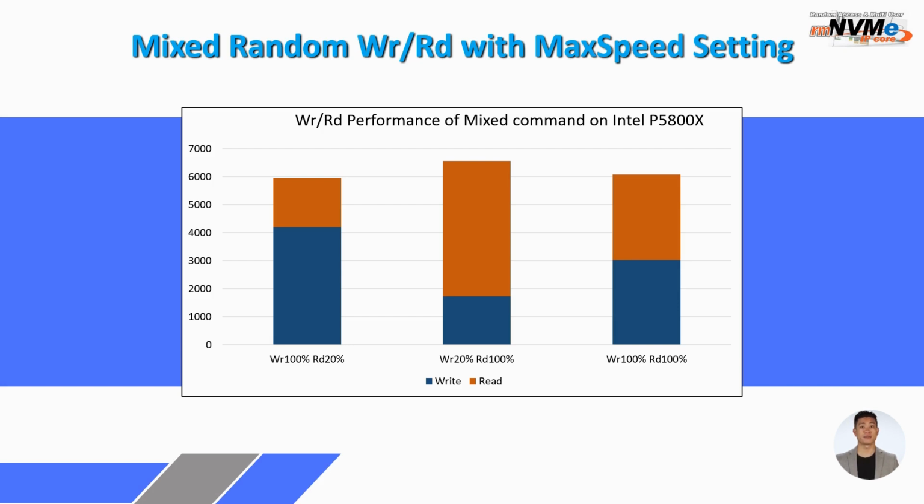For the first test that limits the read speed to 1,747 MB per second, the write speed is equal to the rest bandwidth of SSD, or 4,204 MB per second. For the second test, the write speed is limited to 1,732 MB per second while the read speed shows 4,833 MB per second. Last, the write and read speed are both equal to 3,036 MB per second.